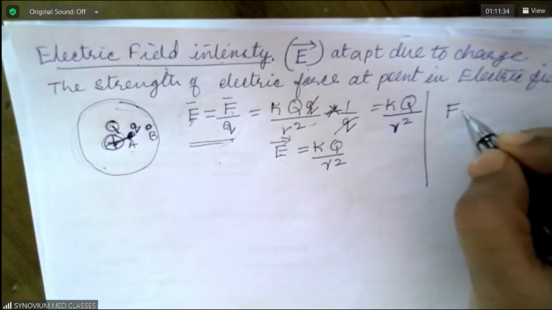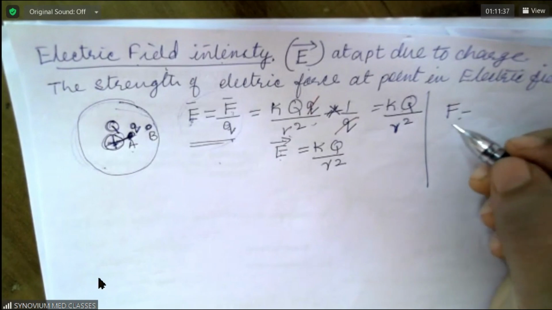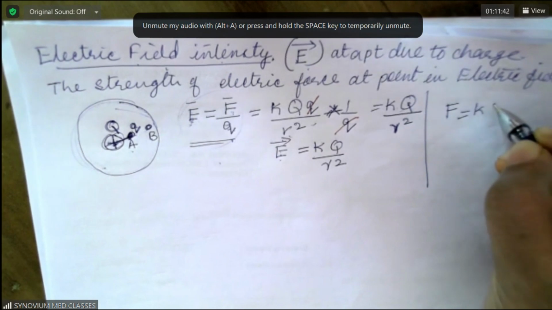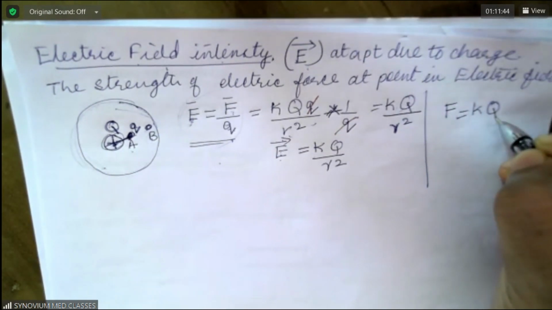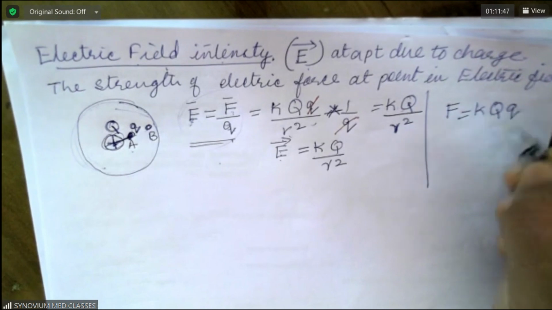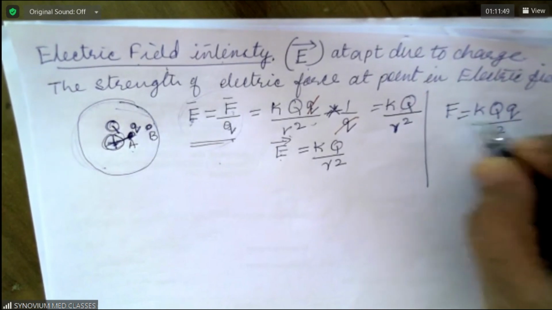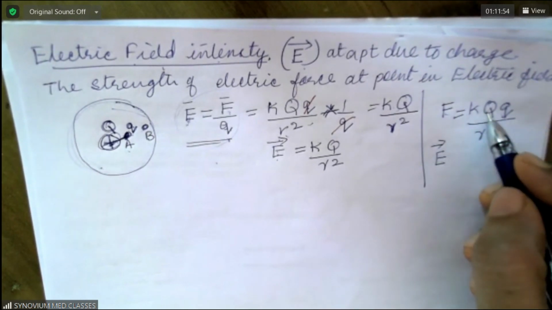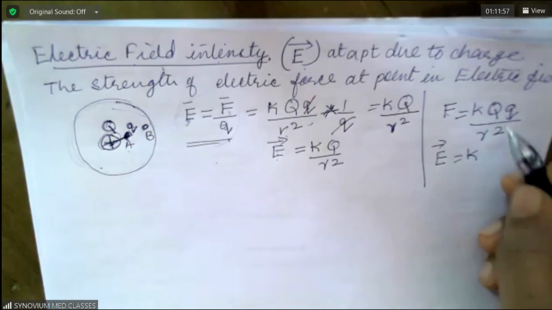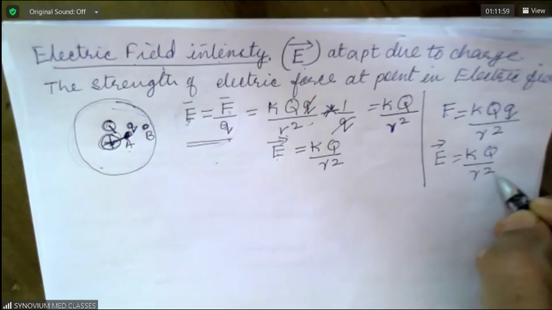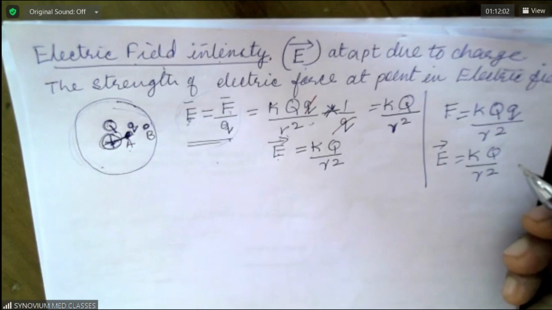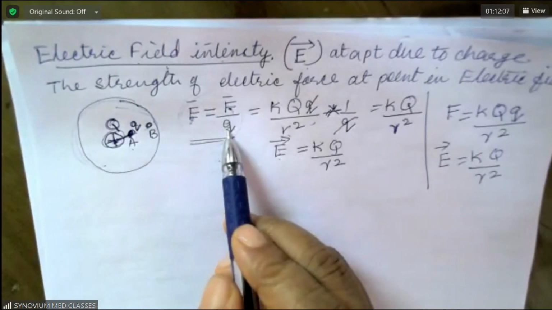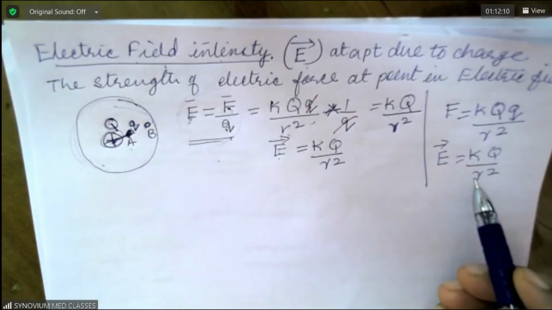electric force. Always revise and learn because these quantities are interrelated. What is the force formula? K, capital Q is one charge, small q is the other charge, divided by r square. This is force. If so, what is the electric field due to this one? This is equal to K Q by r square. Did you get the relationship? So when you divide force by the test charge, you will get this one.